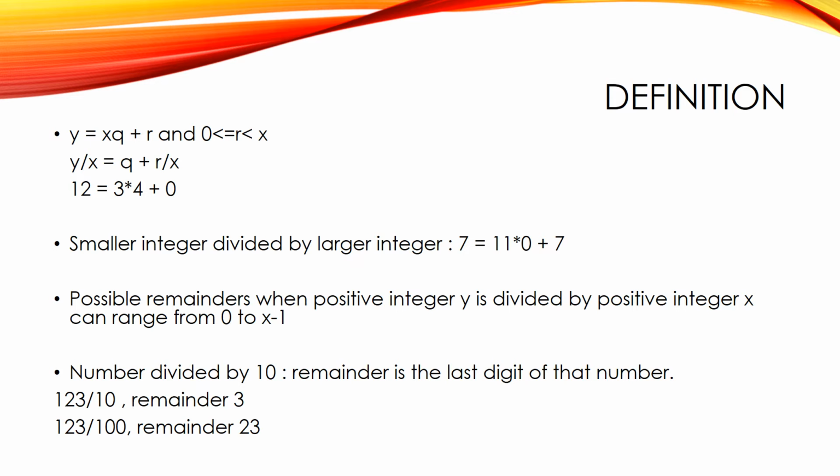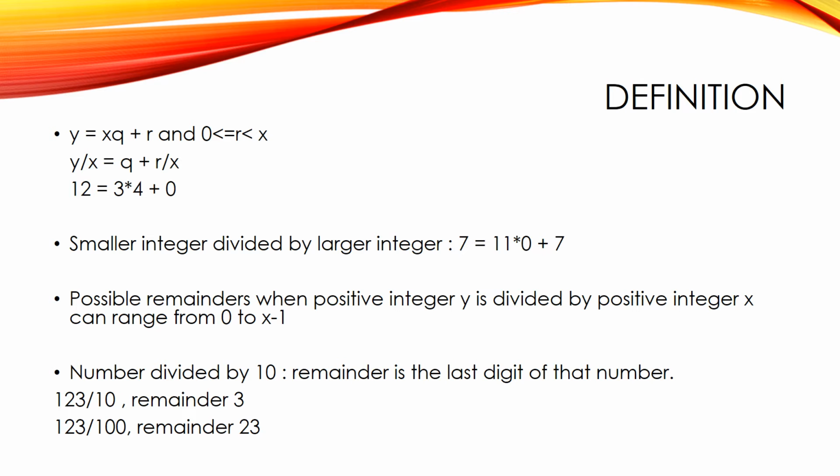Similarly, if you take a smaller integer divided by a larger integer, you'll have 7 is equal to 11 into 0 plus 7. When y is divided by x, the remainder is 0 if y is a multiple of x. For example, 12 divided by 3 yields the remainder of 0, since 12 is a multiple of 3 and 12 is equal to 3 into 4 plus 0.